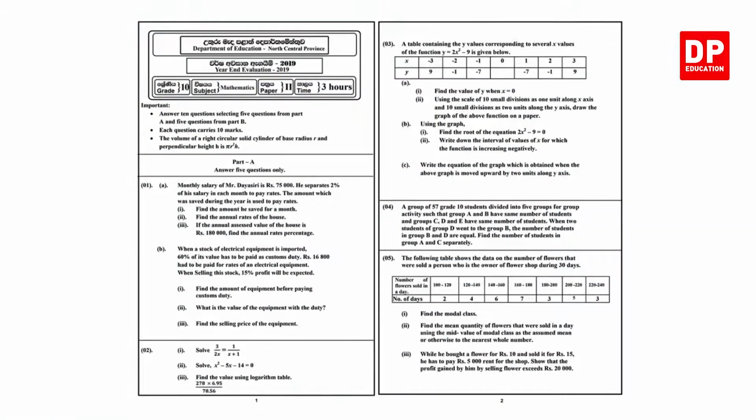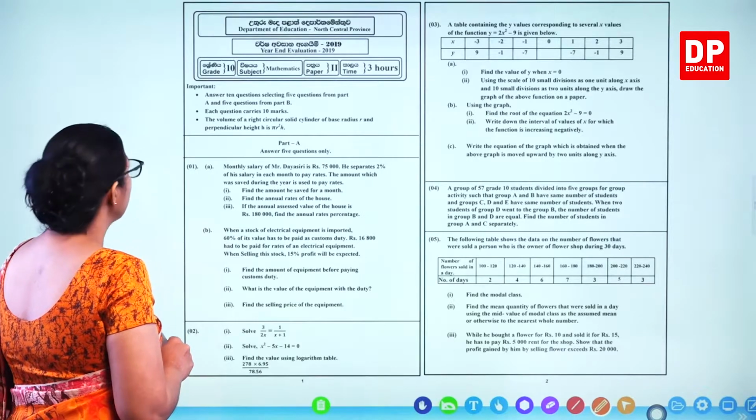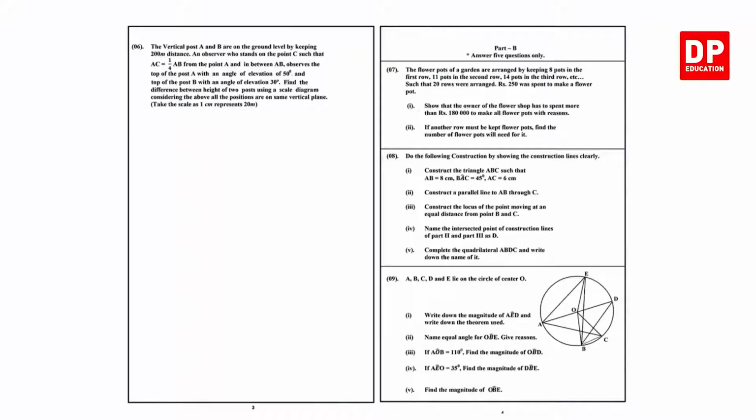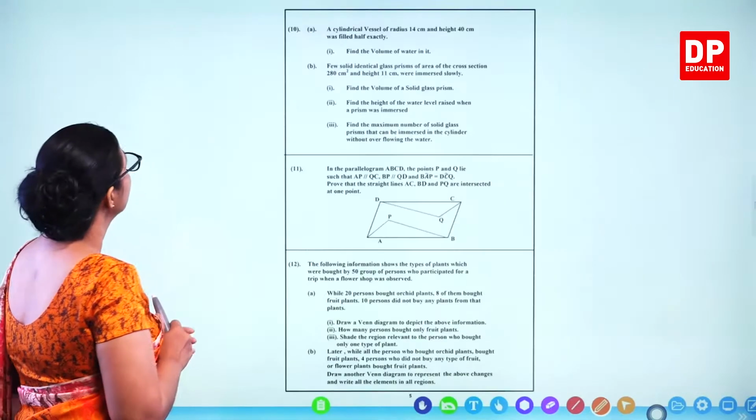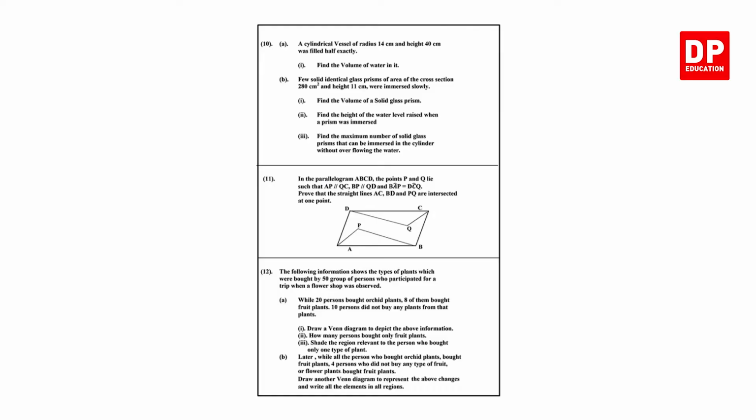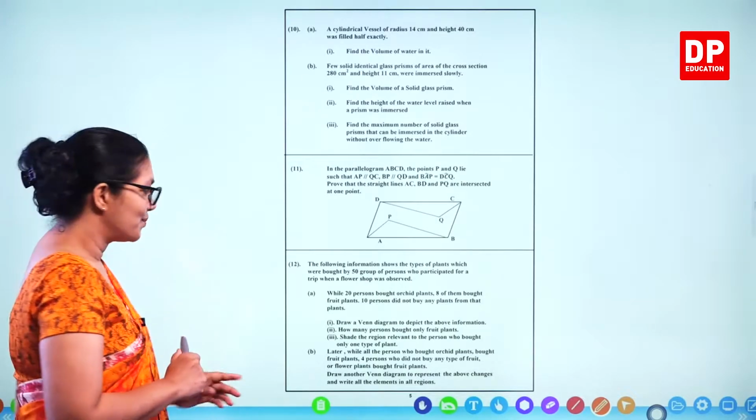So in the first page, you get question 1, 2. Next page, 3, 4, 5. Then you get 6. Then part B. Question number 7, 8, 9, 10, 11, 12. So let's do this paper now.